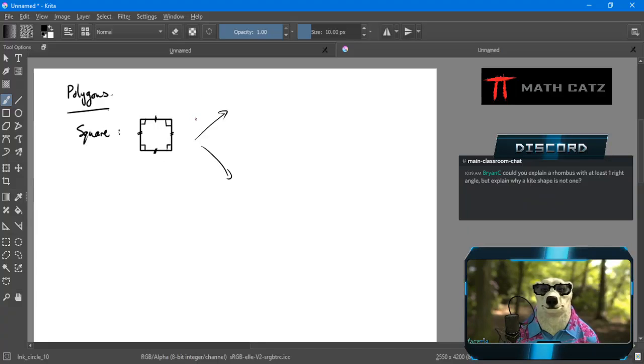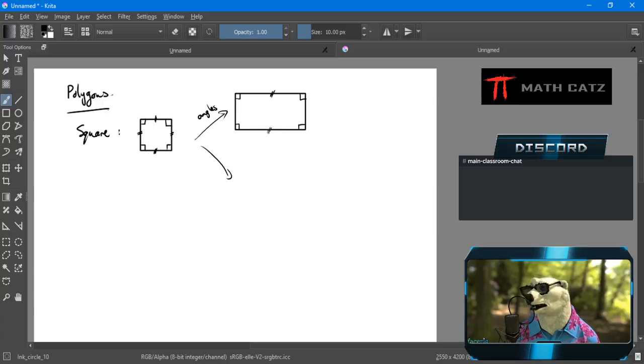If I relax the sides but keep the angle requirement, then I get a more general rectangle. So now I don't need all the sides to be the same, I just need the angles to be the same. So I can stretch this out a little bit. And as a result, the opposite sides are still the same. If I keep the sides requirement, but relax the angle, then I get a rhombus.